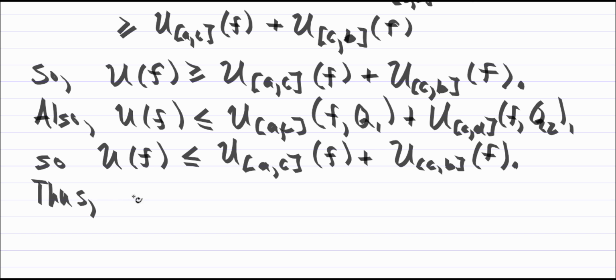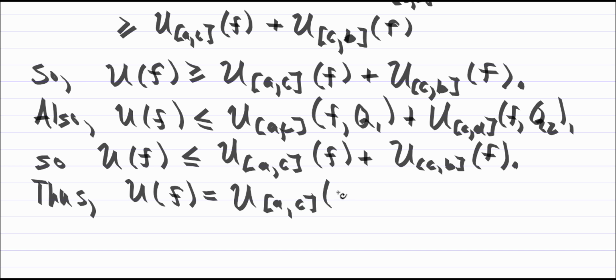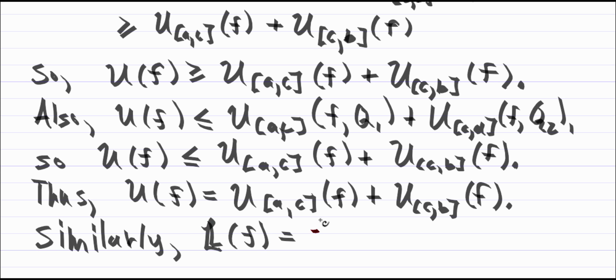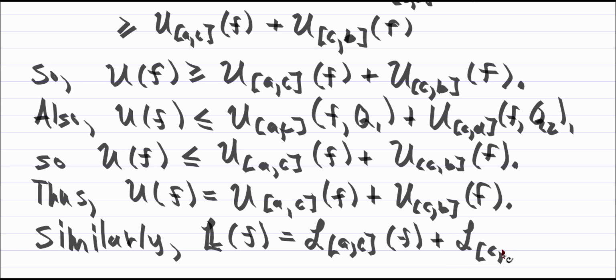Thus, U(f) is equal to U_AC(f) plus U_CB(f). And I have that at least the upper Riemann integrals decompose in the way that I would like. However, a very similar, almost exact reasoning, but with supremums instead of infimums, leads us to conclude that L(f) is actually equal to L_AC(f) plus L_CB(f).